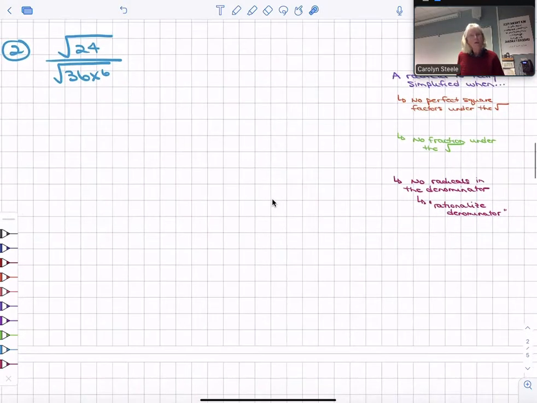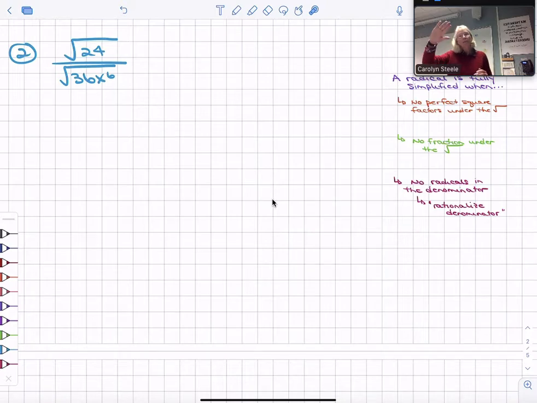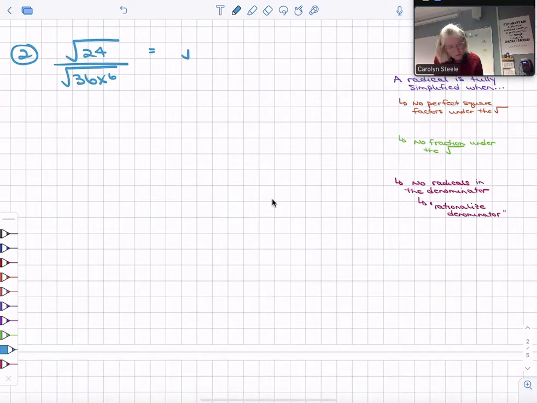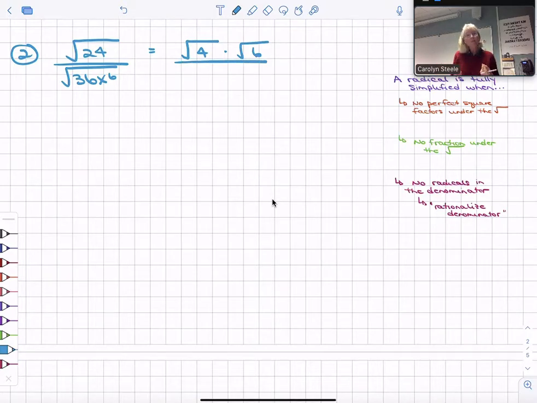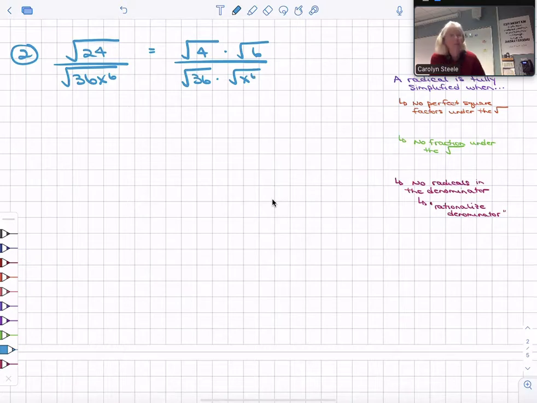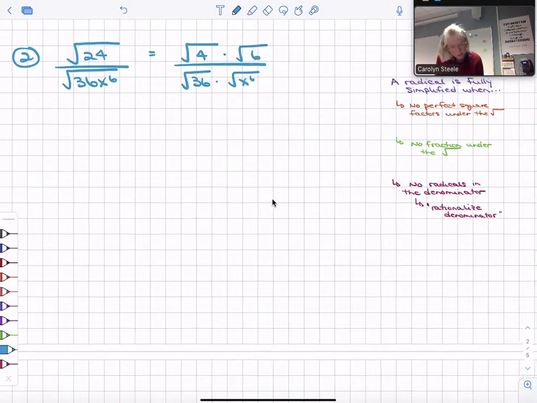Here, this is really just like doing two separate little problems. I need to simplify my numerator and simplify the denominator. 24 is the same as 4 times 6, and I know I can separate those out into two radicals: the square root of 4 times the square root of 6. My denominator, I have 36 times x to the 6th. Again, I can separate those out into two radicals: the square root of 36 times the square root of x to the 6th. I'm going to go ahead and take my square roots that I know of.